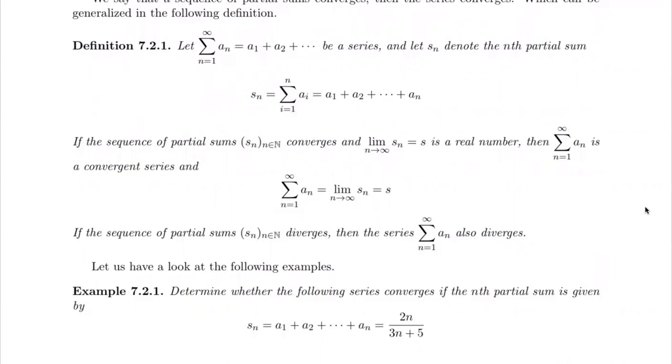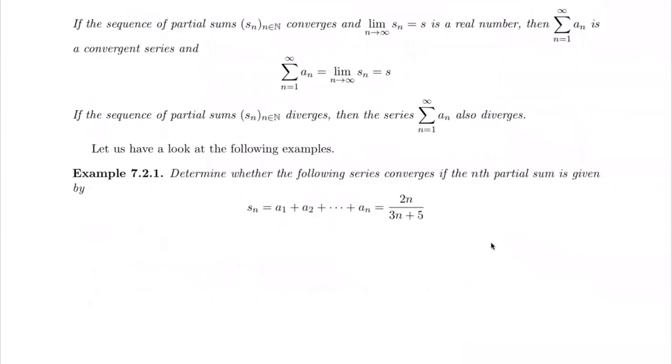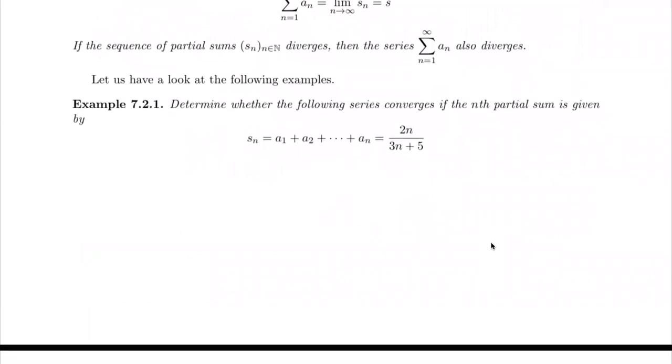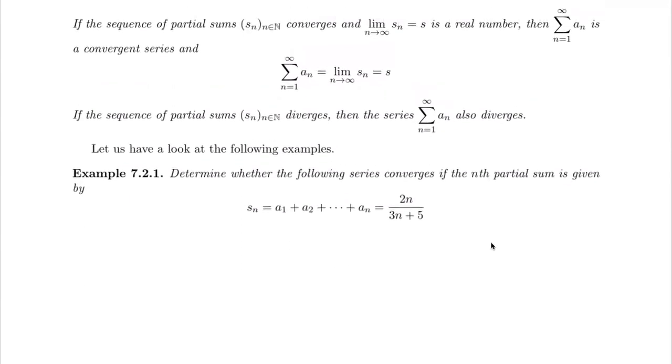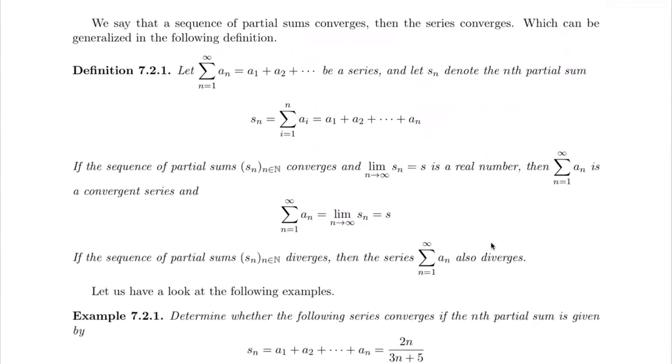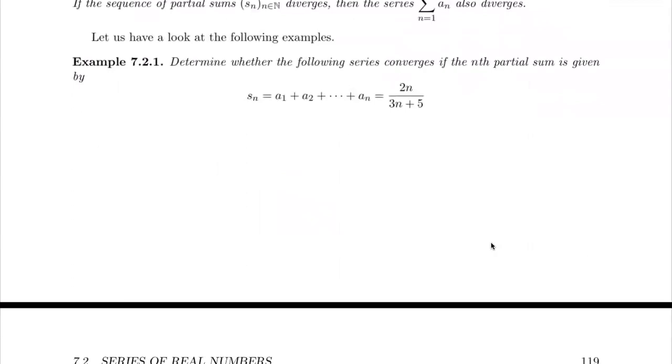So let's have a look at an example. Let's determine whether this series converges if the nth partial sum is given by this expression. Using definition 7.2.1, if we assume that this converges, we have to find out what this limit is. So what we have to do is just take the limit as n approaches infinity of Sn. That means we take the limit as n approaches infinity of 2n divided by 3n plus 5.